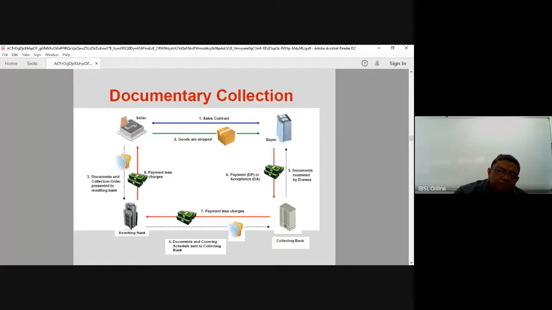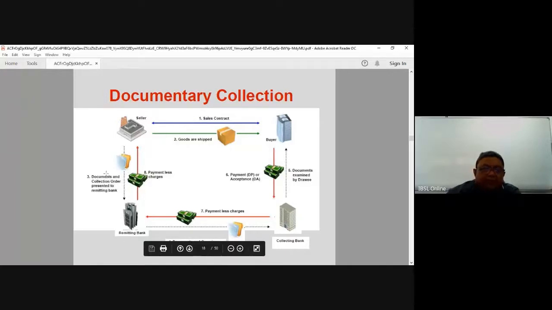Once they ship the goods, that commercial invoice, the bill of lading and certificate of origin, he won't send it direct to the importer. He doesn't send. What does he do? He sends it to his bank, the exporter's bank. Here, number 3, right? And from the exporter's bank, it's sent to the importer's bank, right?